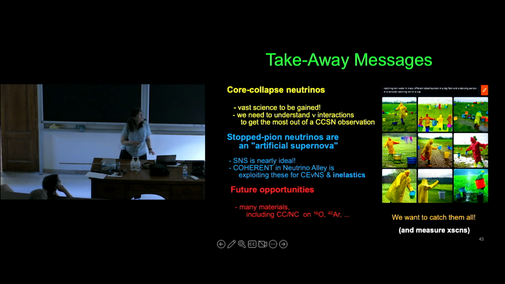Okay, so I think I am exactly on time. Here are the takeaway messages. For supernova neutrinos, we want to catch them all. And in order to do something with them once we have caught them, we need to know what the cross-sections are. There's really enormous science to be gained, and the way we can understand the cross-sections is by having an artificial supernova. That is, in fact, what we have in Neutrino Alley. It's an almost ideal supernova calibrator.